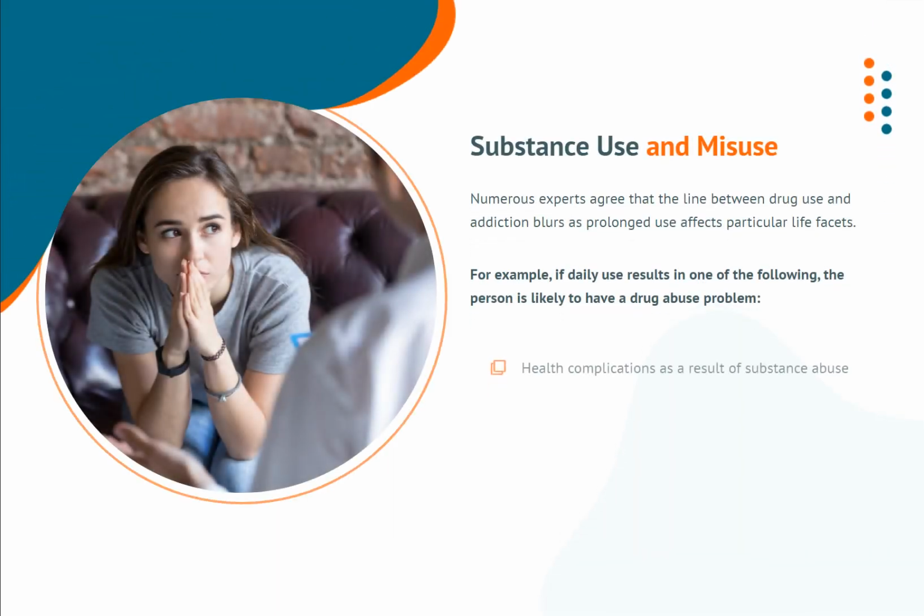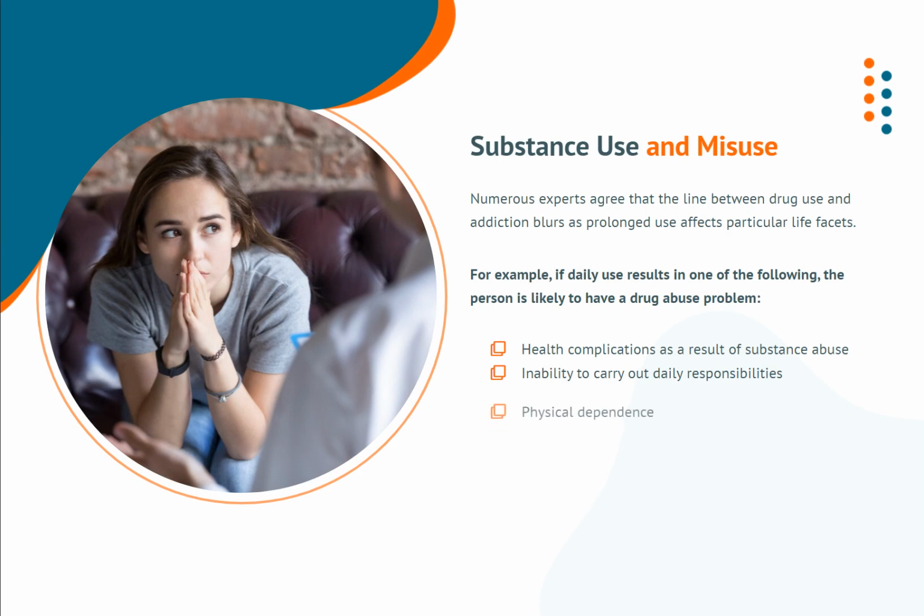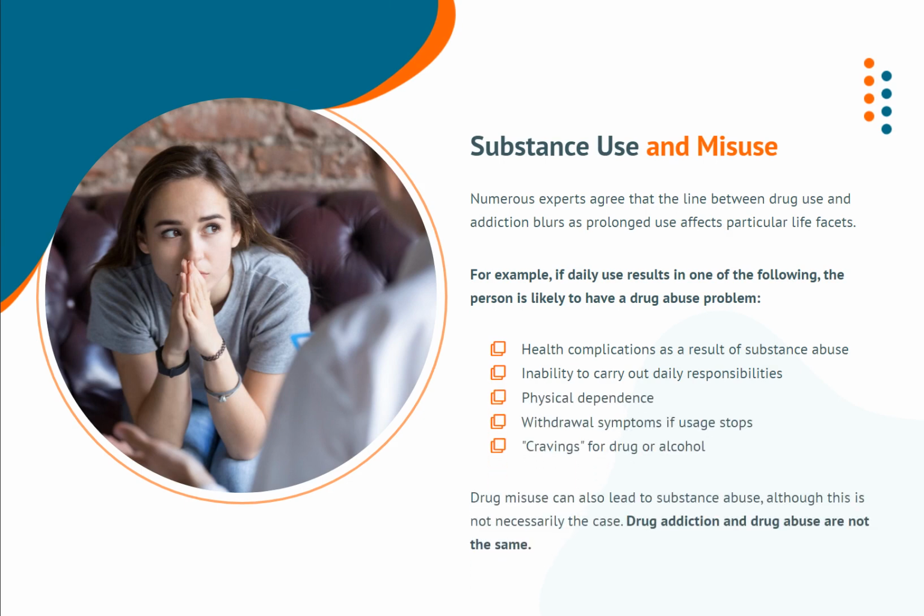Substance use and misuse. Numerous experts agree that the line between drug use and addiction blurs as prolonged use affects particular life facets. For example, if daily use results in one of the following, the person is likely to have a drug abuse problem. Health complications as a result of substance abuse. Inability to carry out daily responsibilities. Physical dependence.